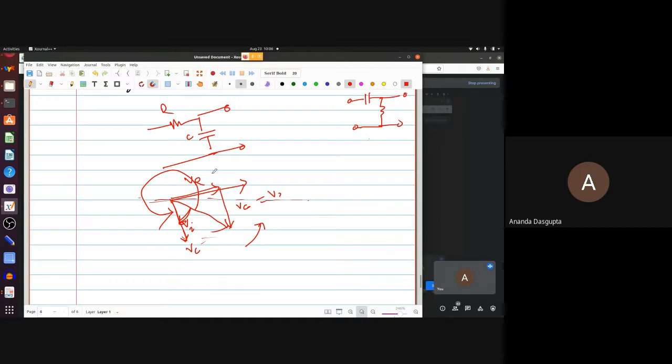So here, VC lags behind VI. That's a conventional statement, and VR leads. So when you're taking the voltage across the capacitor, it lags. When you're taking the voltage across the resistance, it leads in terms of the VI.